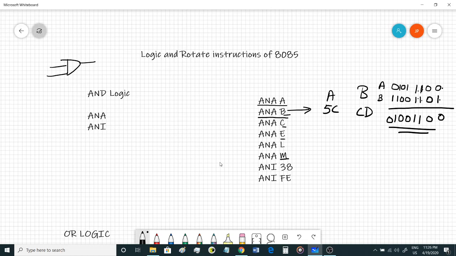I hope this is clear. It is a bit by bit operation. Each bit gets ANDed with the corresponding bit in the other register. If you are ANDing A with B, the content of A and the content of B get ANDed with each other, which means each bit position gets ANDed. Similarly, you can AND the accumulator with the C, E or L register, or the M register. M is the memory location pointed to by the HL register.